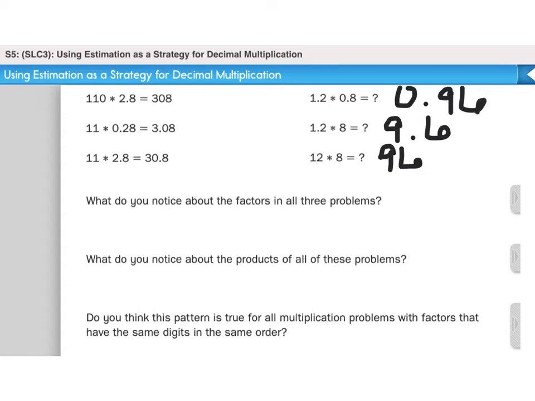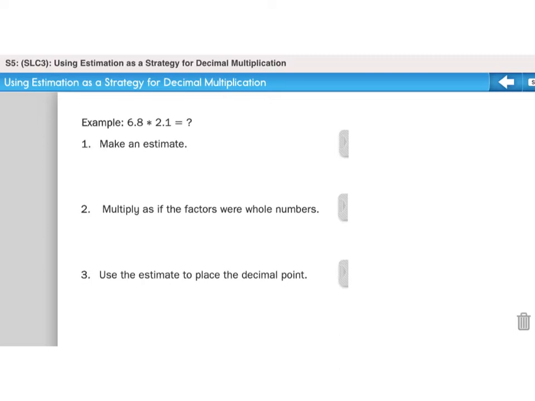Now, do you think that this pattern is true for all multiplication problems with factors that have the same digits in the same order? If you wrote down 3 multiplication problems with factors that have the same digits in the same order, but the decimals in different places, you will find that the pattern holds true. Since this pattern is true for all multiplication problems, one strategy for solving decimal multiplication problems is to multiply the decimals as if they were whole numbers, and then use an estimate to place the decimal point.